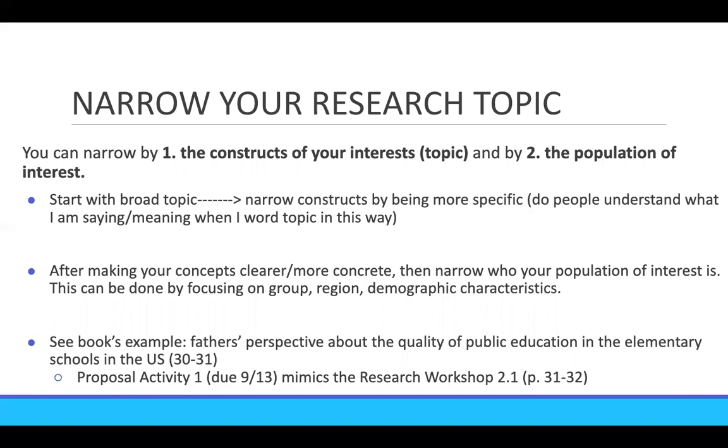So, if you start off with something really broad, like your book did about education, you perhaps keep narrowing it until it becomes public education in elementary schools in the US. And the other way you narrow it is by your population of interest. Once you make your concepts clearer and more concrete, you then narrow who your population of interest is, what group, what region, what demographic characteristics you want to focus on. For the book's example, it was fathers of children who are in public elementary schools in the US.